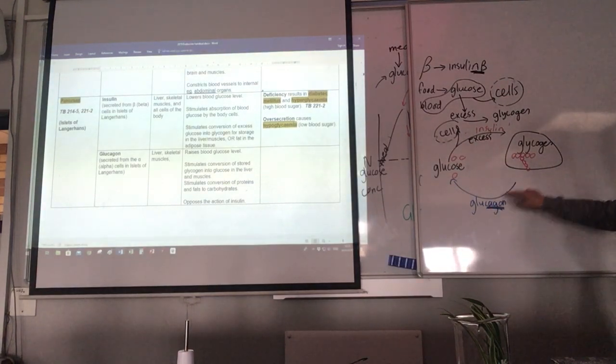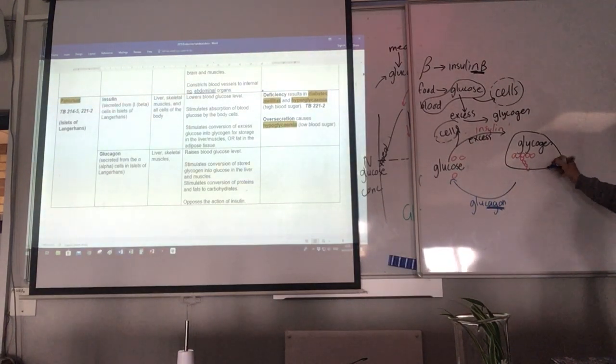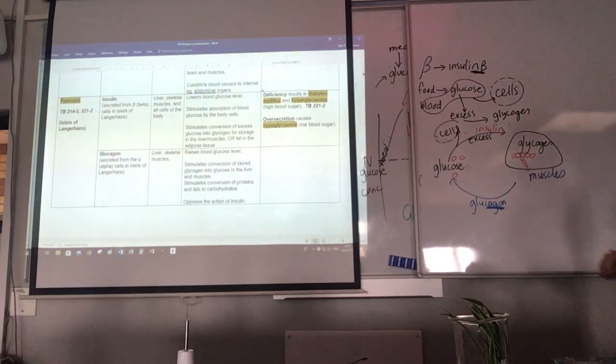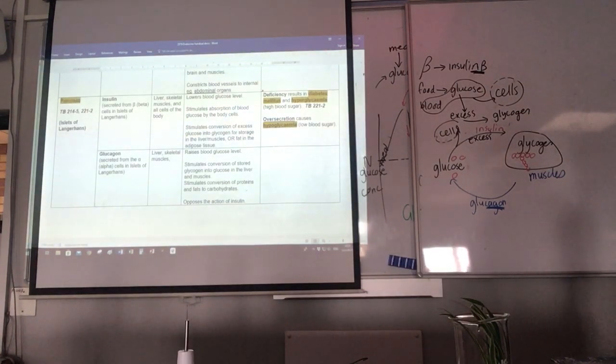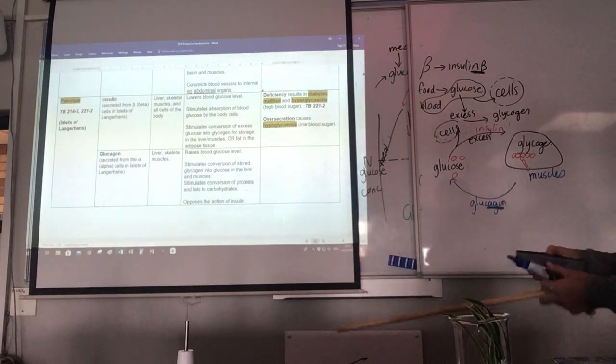by the cells for cellular respiration. So glucagon converts glycogen stored in the liver and the muscles of your body back into glucose when your body needs glucose, like when you haven't eaten for a while. So those two hormones work together.